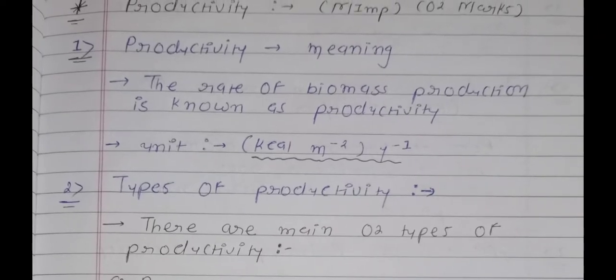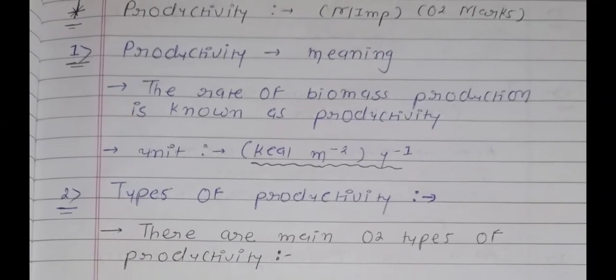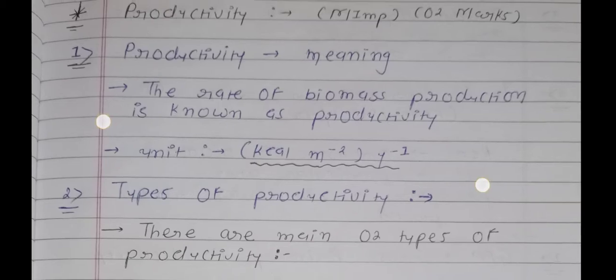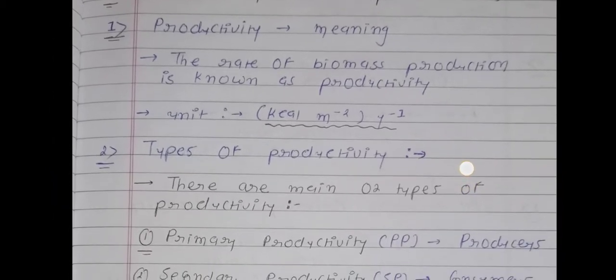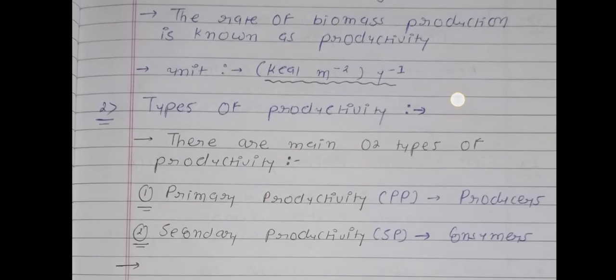Now if we talk about the unit measurement of productivity, it will be kilocalorie per meter square per year. So you will remember the unit, it is also a one-liner question, kilocalorie per meter square per year. So the first point is about the definition and unit measurement of productivity.